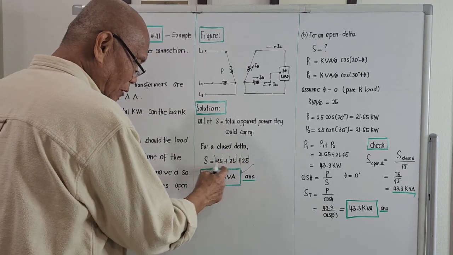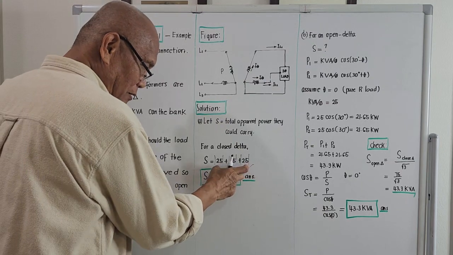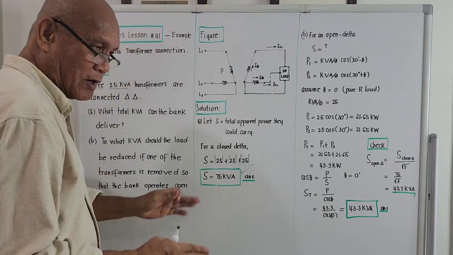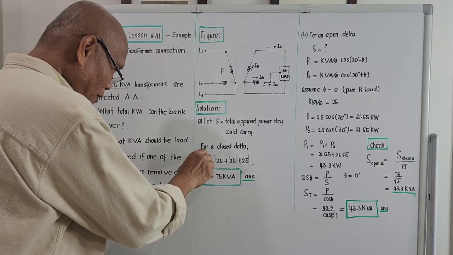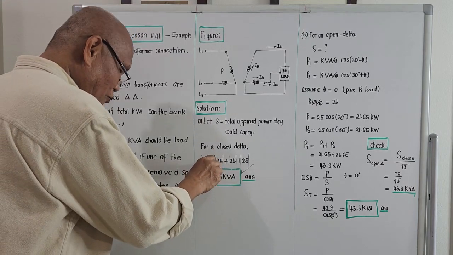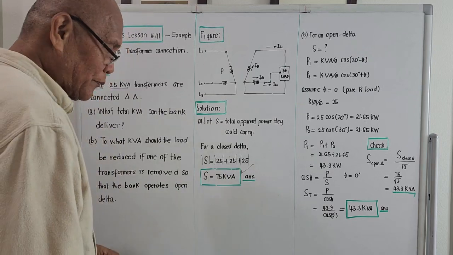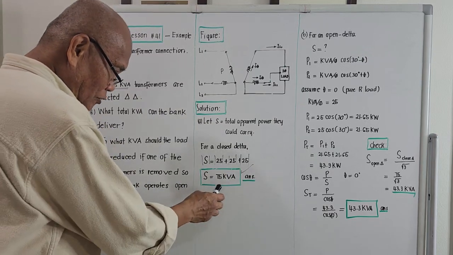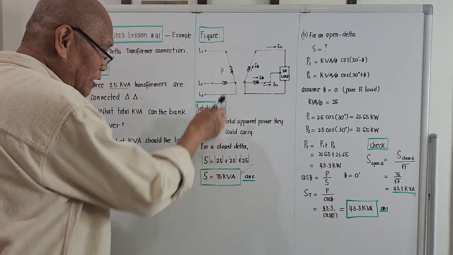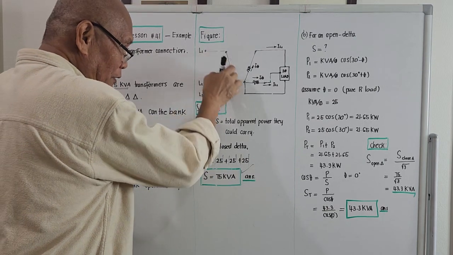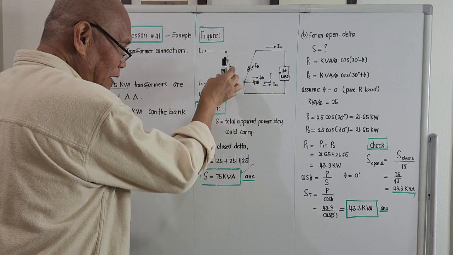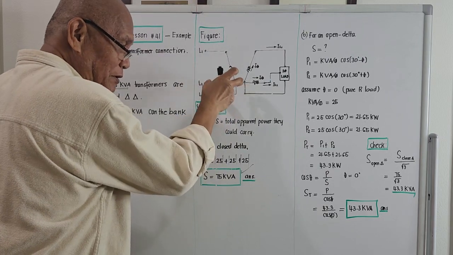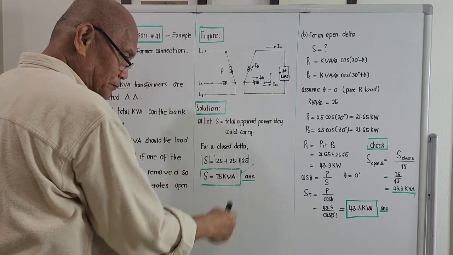Because we are talking about total apparent power, there will be no j part here. We are just taking the absolute value of the apparent power. So the summation will be 75 kVA. For a closed delta, with 25, 25, and 25, the total apparent power that could be delivered by the three should be 75 kVA.